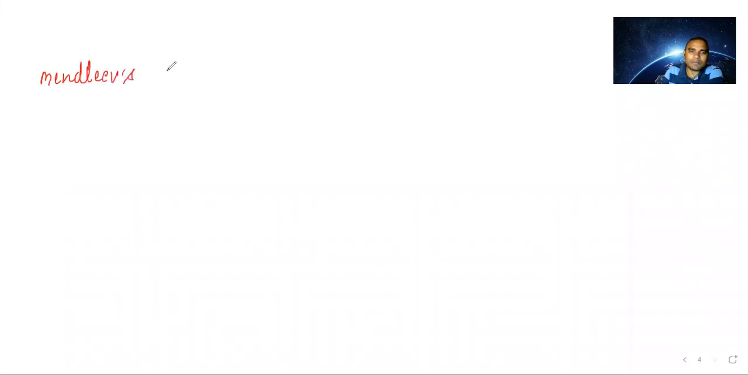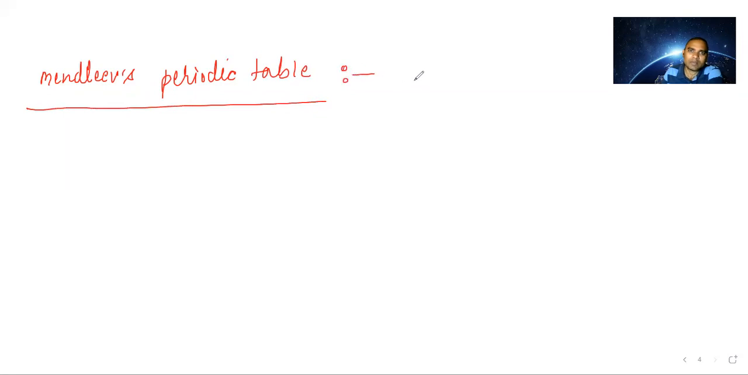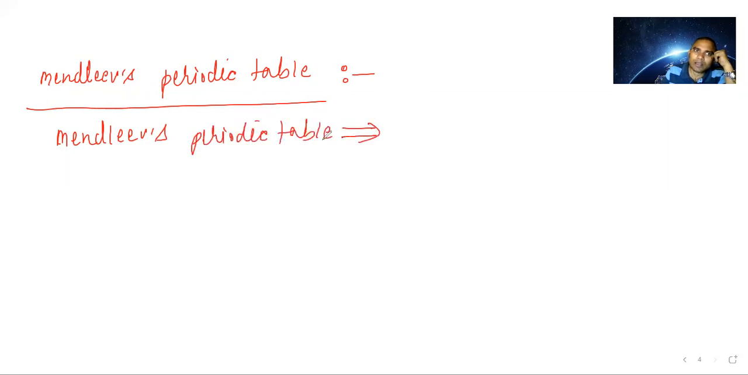Now next is Mendeleev's periodic table. This table also failed. Mendeleev's periodic law was one of the periodic tables developed during this time. Compared to other periodic tables, this was very useful.